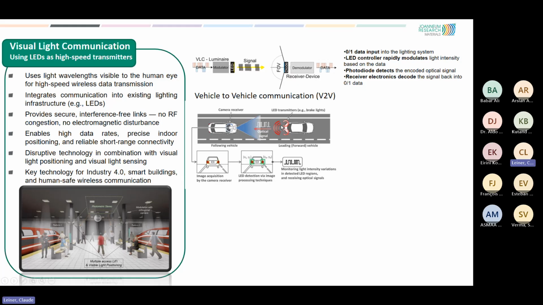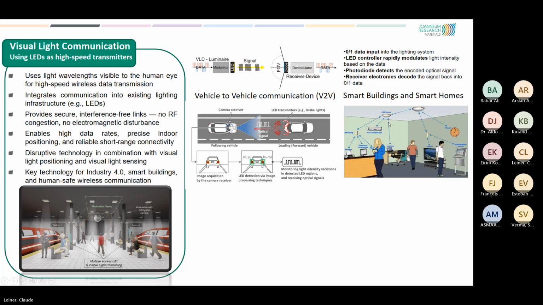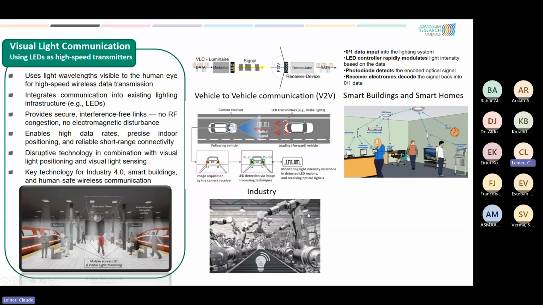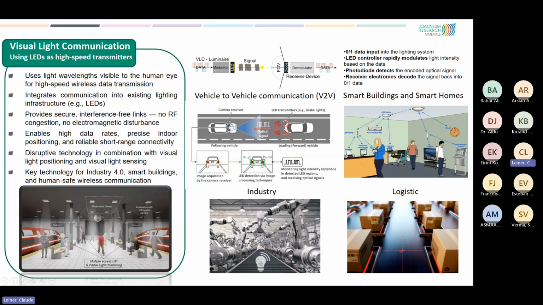By this light communication, you can use the sensing principle to measure how many cars are driving here on the road and so on. You can use it in smart buildings and smart homes for the Internet of Things principle. You can use it in industry. This is a really big topic, for example, for sensing and communication of different assembling robots and so on. And you can use it even in logistics because you have the sensing and positioning topic.